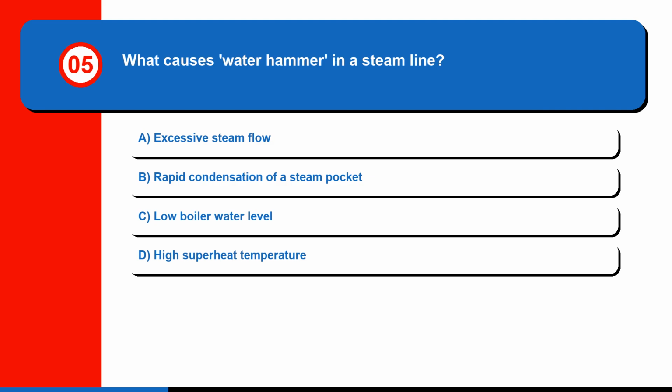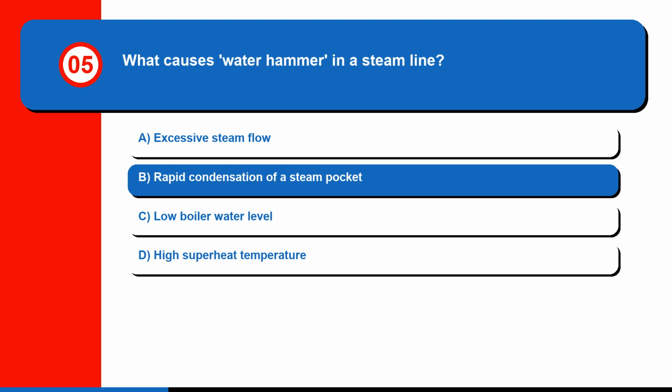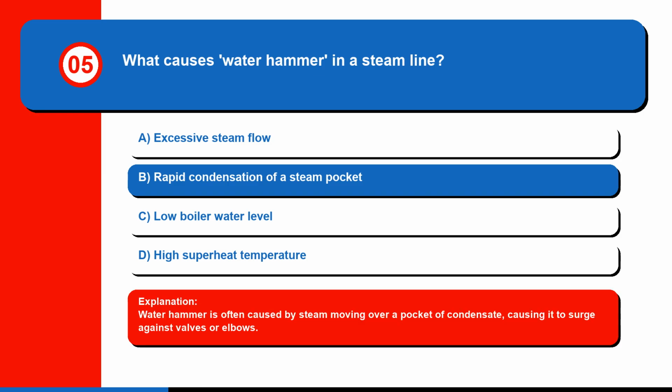Question 5. What causes water hammer in a steam line? A. Excessive steam flow. B. Rapid condensation of a steam pocket. C. Low boiler water level. Or D. High superheat temperature. The correct answer is B. Rapid condensation of a steam pocket. Water hammer is often caused by steam moving over a pocket of condensate, causing it to surge against valves or elbows.